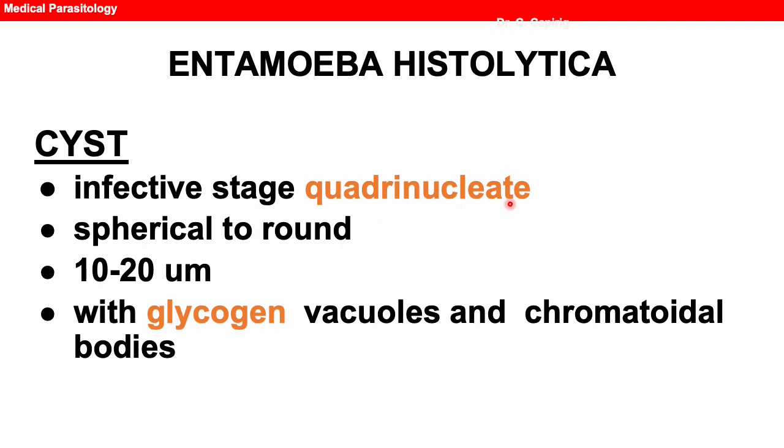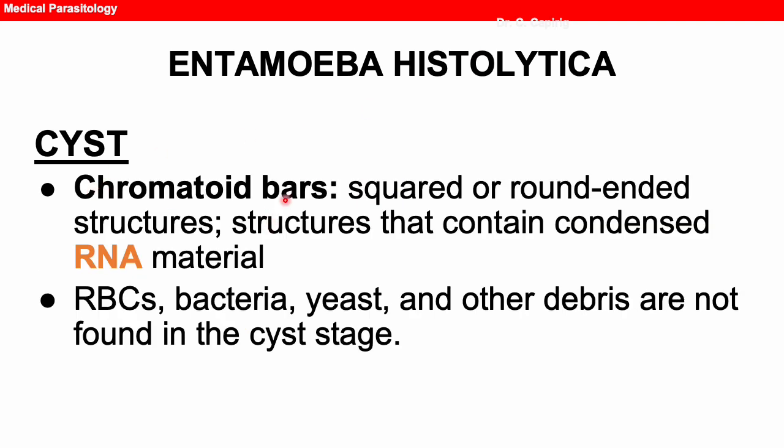It is quadrinucleate, meaning it contains 4 nuclei. It is spherical to round, and measures around 10 to 20 microns. It contains glycogen vacuoles and chromatoidal bodies. The cyst of Entamoeba histolytica is characterized by chromatoidal bars having a squared or round-ended structure, and these structures contain dense RNA material. Red blood cells, bacteria, yeast, and other debris are not found in the cyst stage. They are found only in the trophozoite stage.